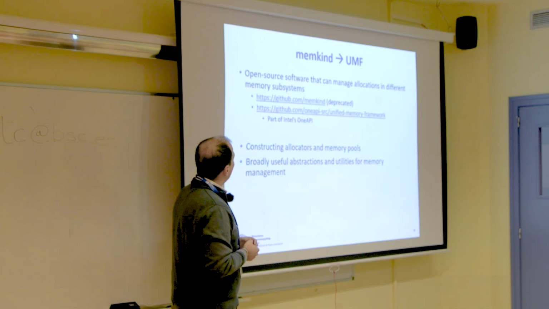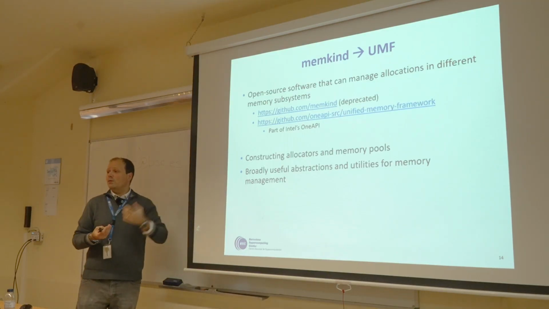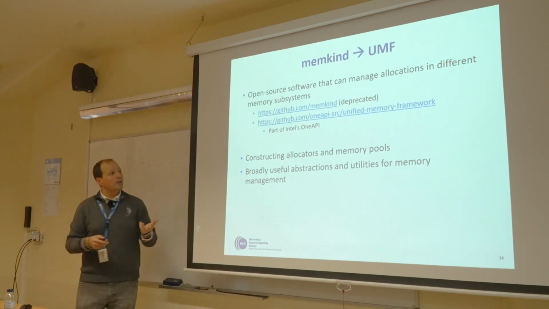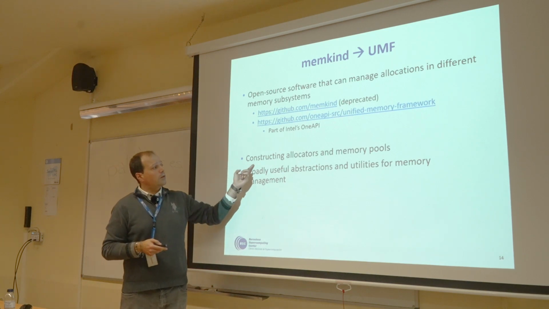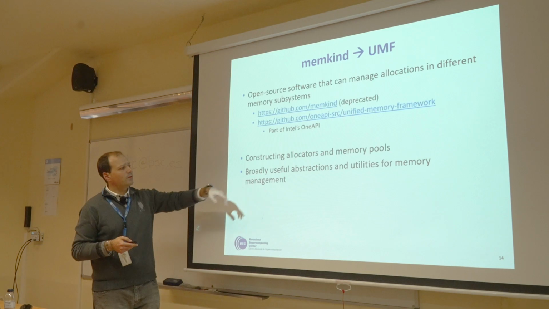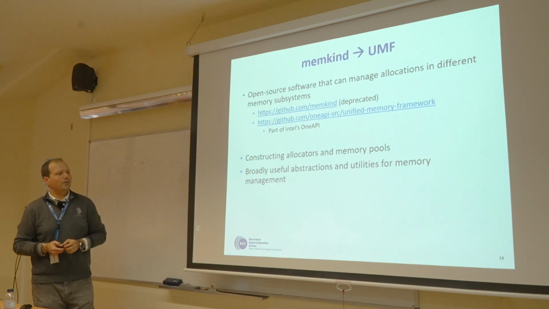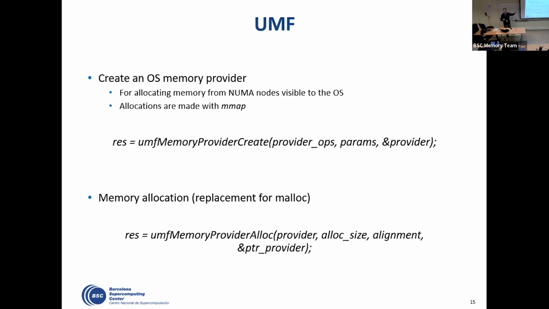With this, it gives you APIs so that you decide where your memory allocations go. You can construct allocators and memory pools, and you also have some abstractions and utilities for memory management. Just to give you two APIs, I won't get into more details. The important thing is that you know the concept, that you have APIs to use when you have different memories. First, you need to create a memory provider, which basically will target a NUMA node that you can specify with these parameters. And the allocations are internally made by mmap.